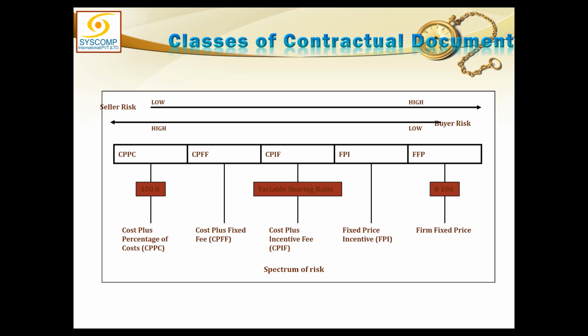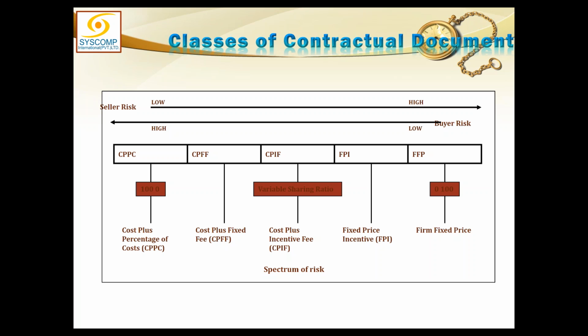Then there are contracts which are called cost plus. There is a cost plus incentive, cost plus fixed fee, and cost plus percentage of cost. Cost plus incentive is also called cost reimbursable. It is not the price now we are talking about. Now we are talking about the cost.